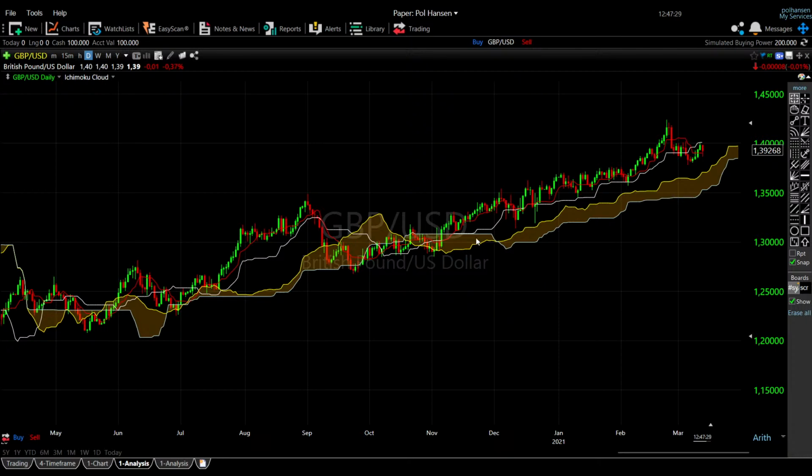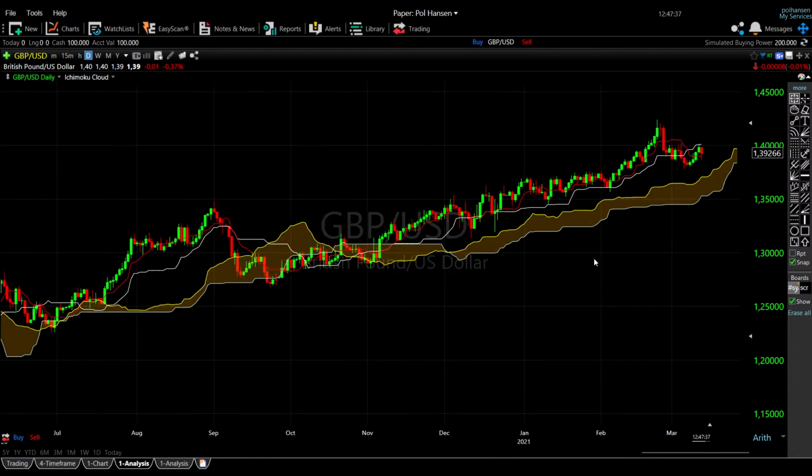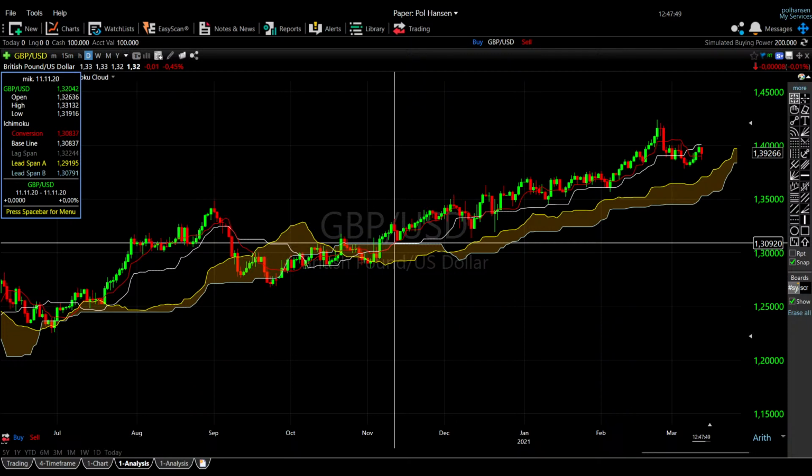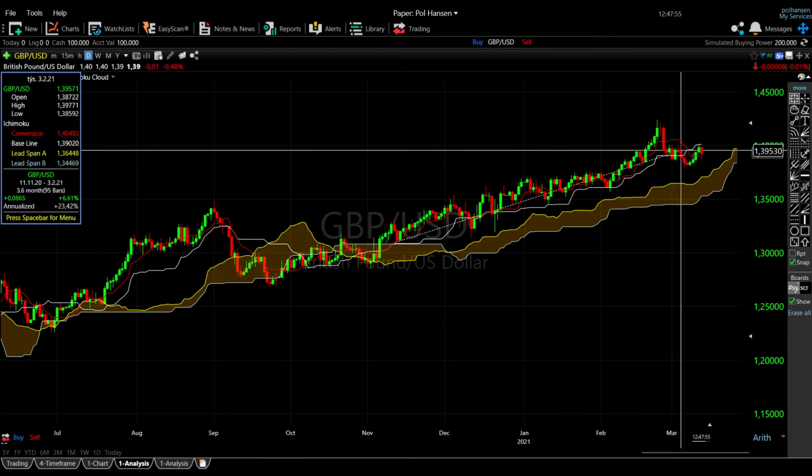The cloud works perfectly also with foreign exchange. So, for example, here we have the Great British Pound and the US dollar, and we can see that we are above the cloud, and it has been trending upwards for quite a long time, basically since November. So the signal crossing is right here, and that is the beginning of November. This is 11th of November last year, and since then it has been trending upwards.